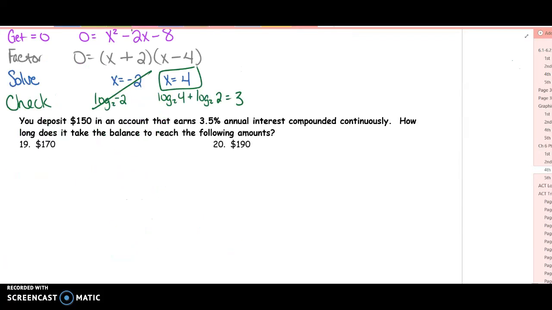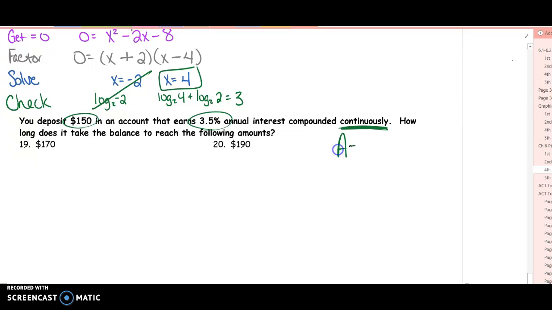Okay, a couple weeks ago, we did this problem, but we didn't really know how to solve these, so we had to guess. Do you remember when it was like, after how many years will the population be whatever? And we had to plug in 5, plug in 10, and try to find how many years would work. This time, we know how to solve it. So you deposit $150 in an account that earns 3.5% annual interest compounded continuously. How long does it take for the balance to reach the following amounts?